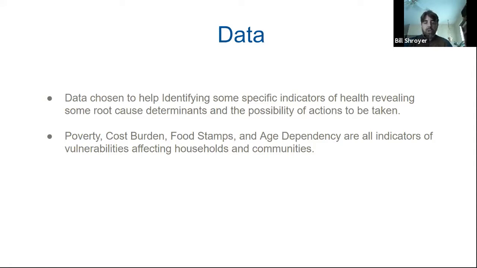So we chose several different pieces of data that were assembled based on the request and some of the research. They were things like poverty, cost burden, food stamps, age dependency, and all of these to understand the vulnerabilities within the communities that we were identifying by block group.